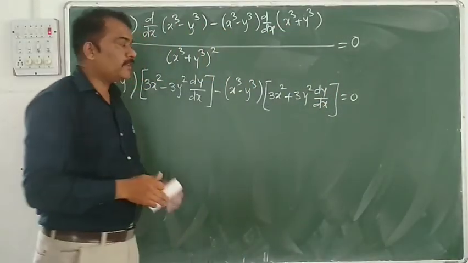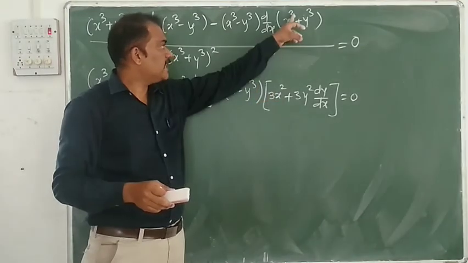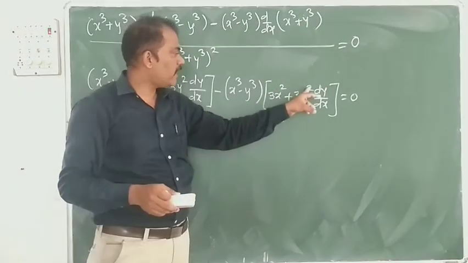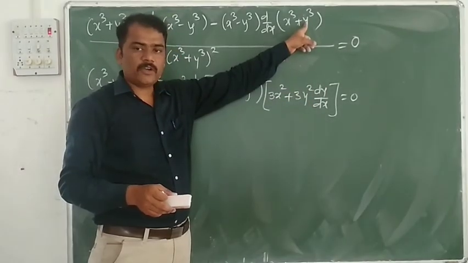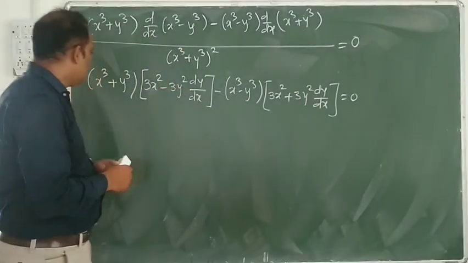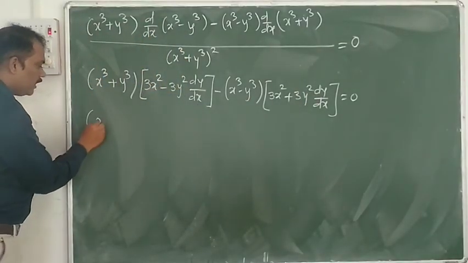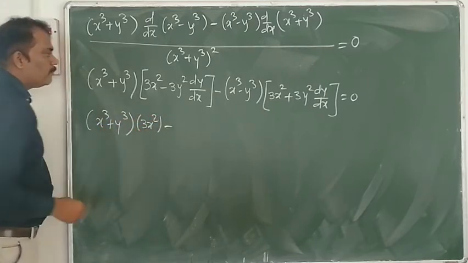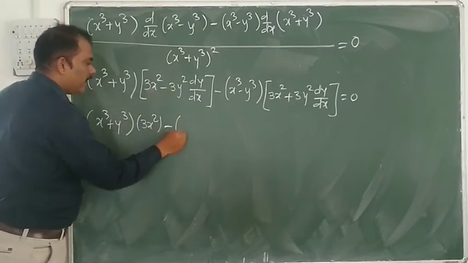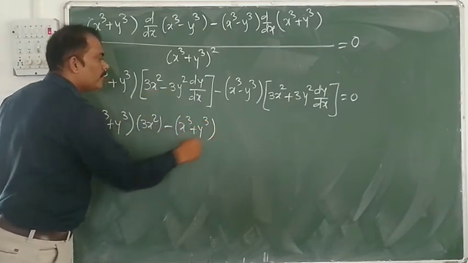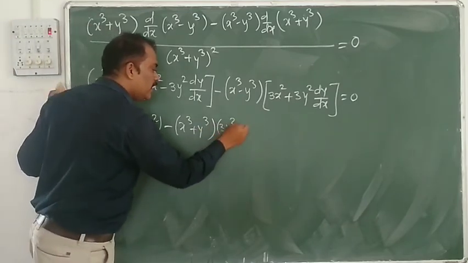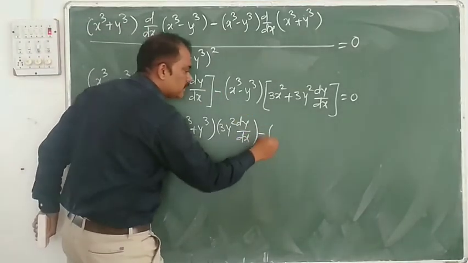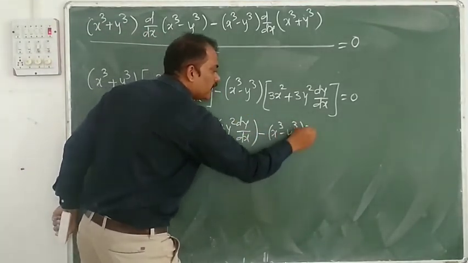Again here we have to use the power function formula. We take the power as it is, and from the power we subtract 1, also here by using the power function formula, 3y square. The only change is that we have to take the derivative of y with respect to x as dy by dx. Now we have to multiply inside the bracket, so x cube plus y cube into 3x square, minus, we take this minus into this bracket, x cube plus y cube into 3y square dy by dx. Okay, here we have to multiply inside the bracket, minus x cube minus y cube into 3x square.